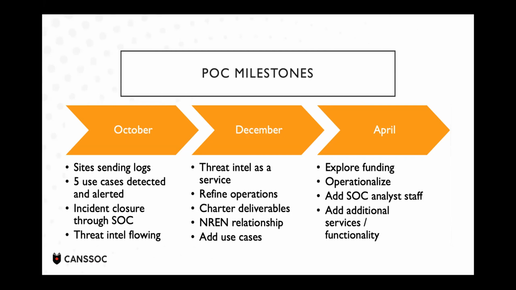Once we get to October, we'll have all these things operational. We'll have the use cases working. We'll know where we're at. And this is where we can start to mature it. As Bo mentioned, the project is chartered to run through December. So from October to December, we're going to be looking especially at the threat intelligence.